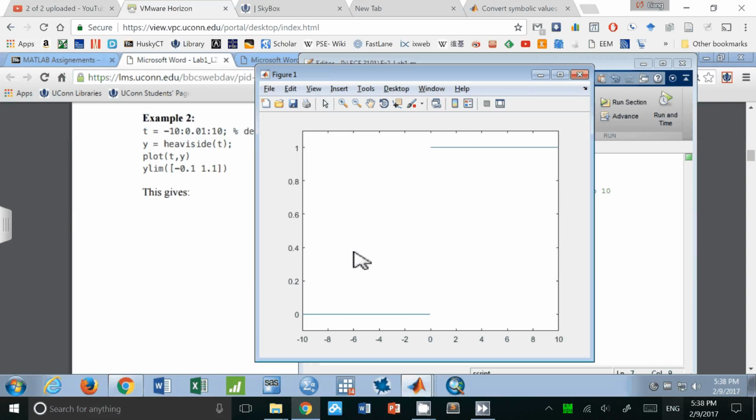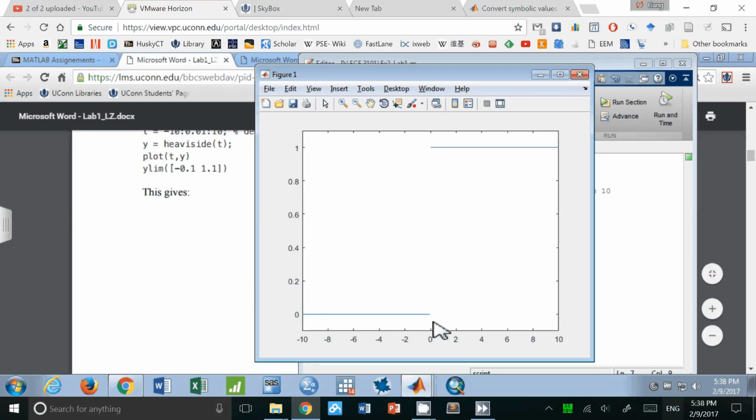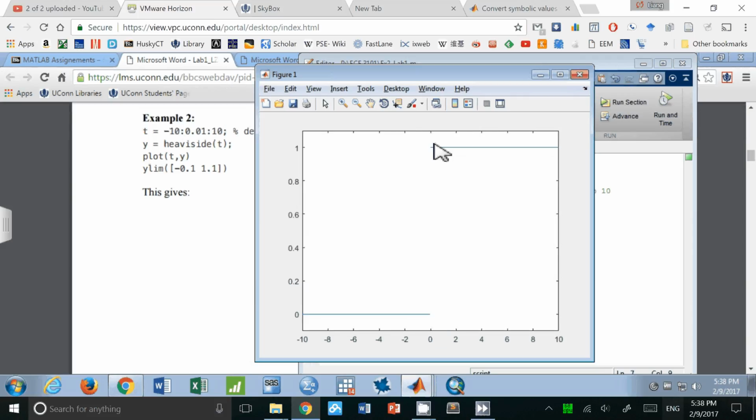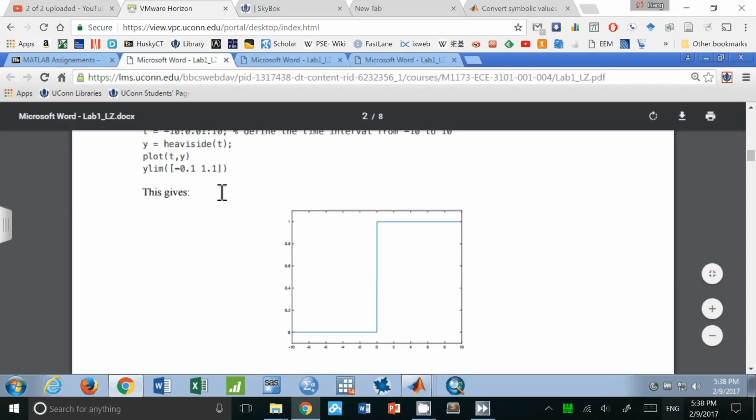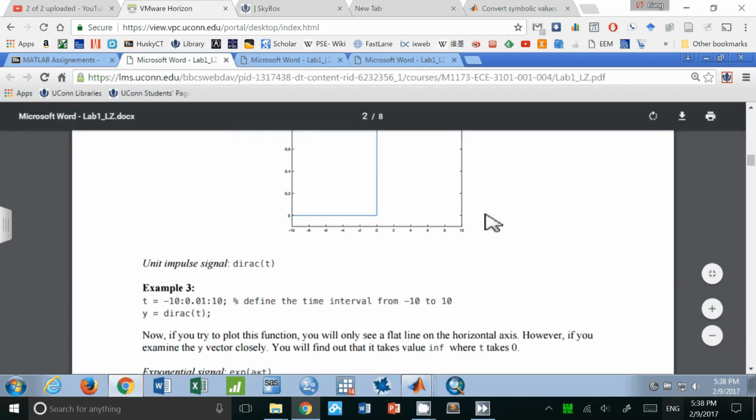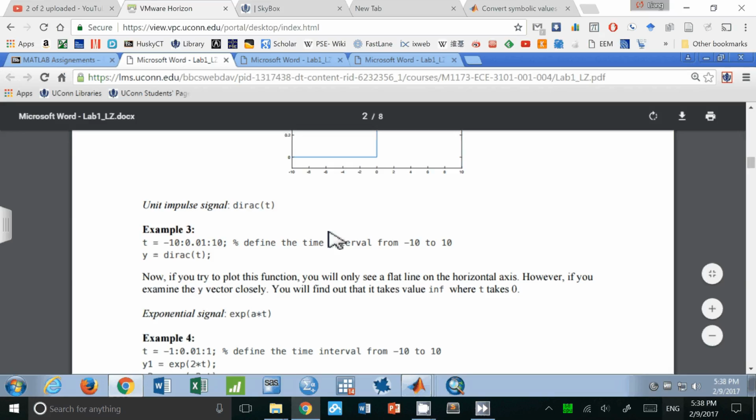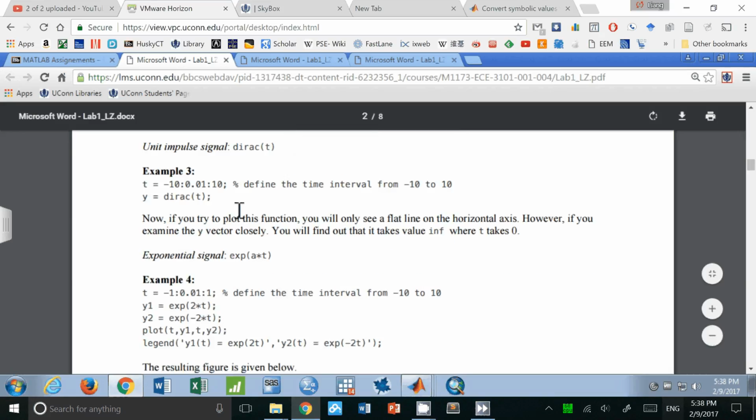without an issue. So we can see this function starts at -10. This is how we define the time axis. And at time 0 it jumps from 0 to 1 and remains 1 afterwards. Okay. So this is the step function. Now, the Dirac function, I believe, will be something similar. Let's have a look at it.